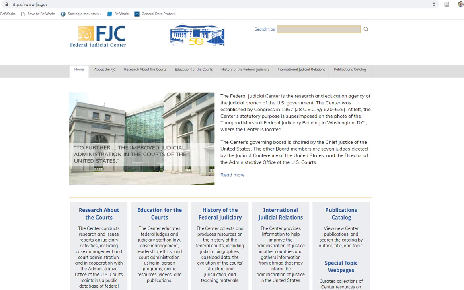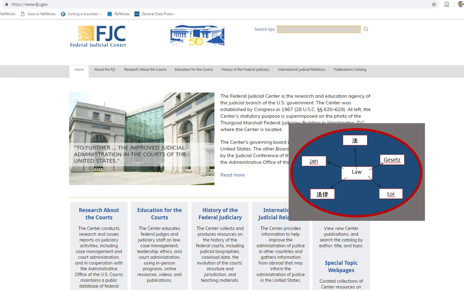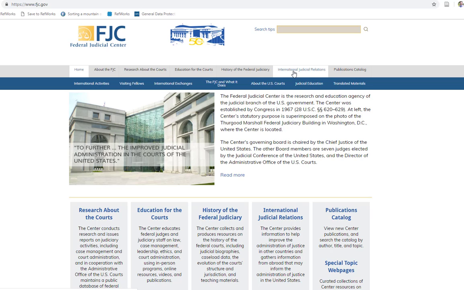And then also they have a prerogative to try and acquire information about judicial administration in foreign countries, which is specifically helpful for this class because so many of the students are bilingual. So what I'd like to show you is this tab called International Judicial Relations. Under this tab of International Judicial Relations is a tab called Judicial Education.